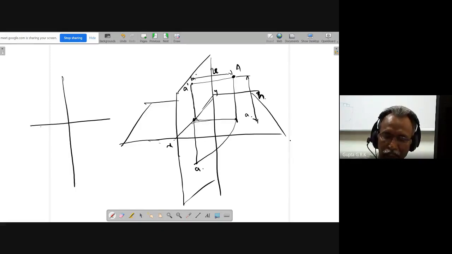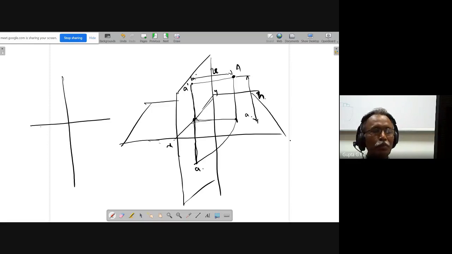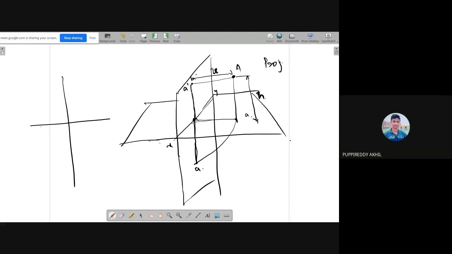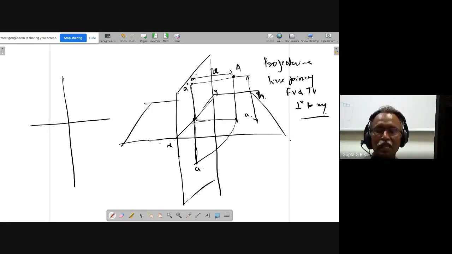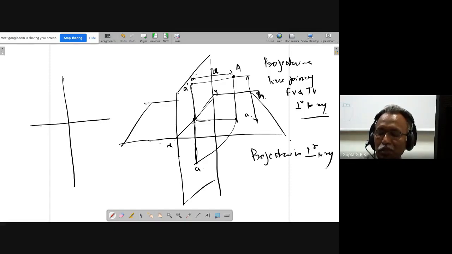This line is called the projector. The line joining the front view and top view, perpendicular to XY, is called the projector. Another thing you have to understand is that the projector is always perpendicular to XY. Am I clear? Any statement, if you don't understand, you ask me.